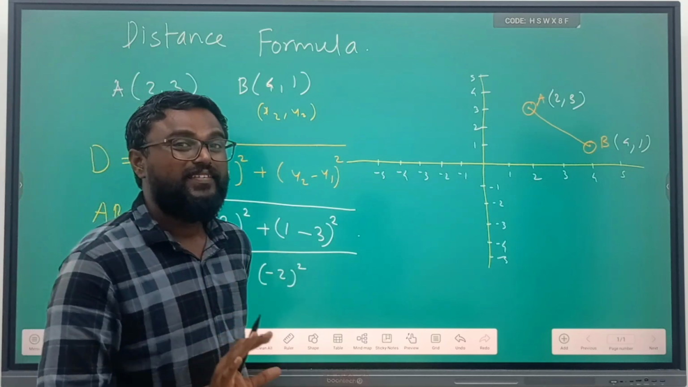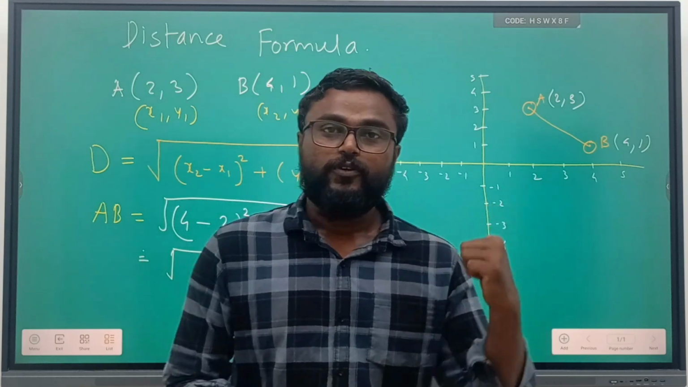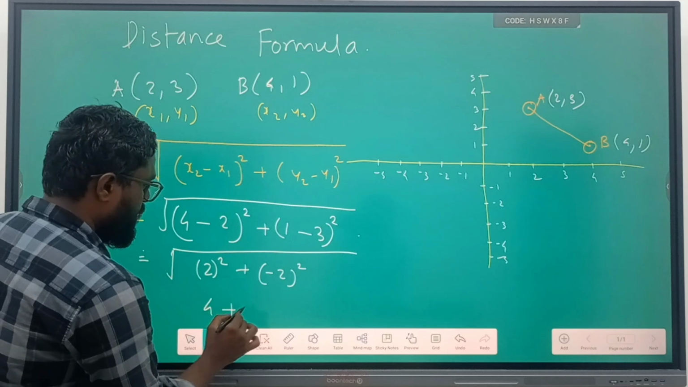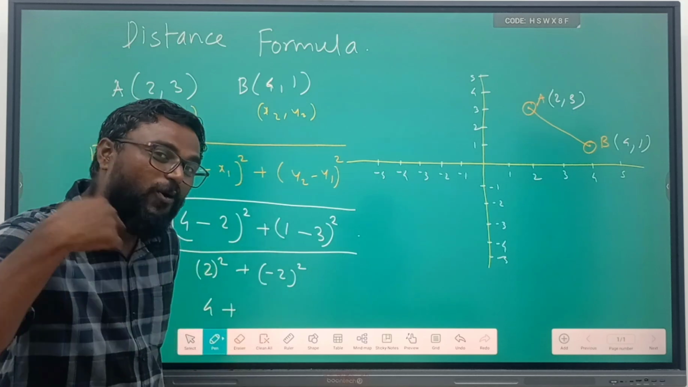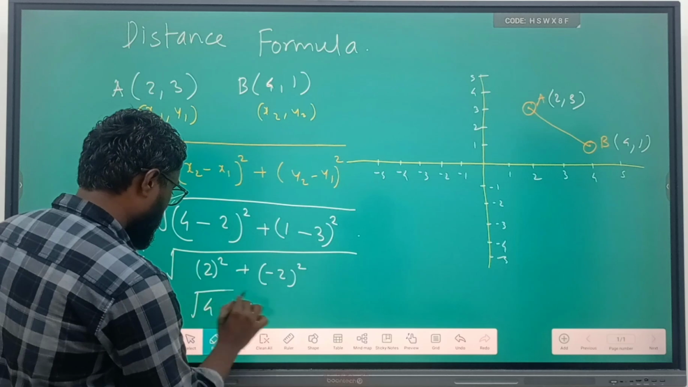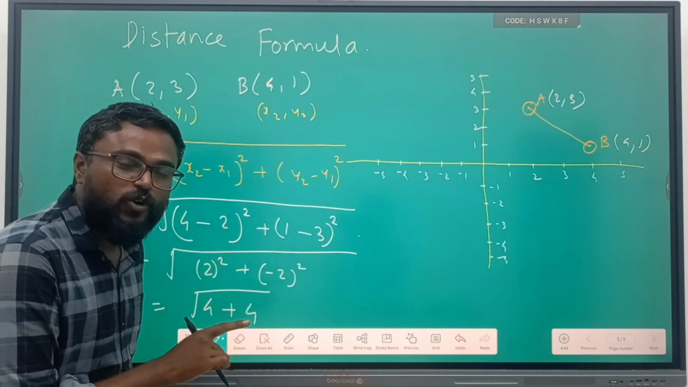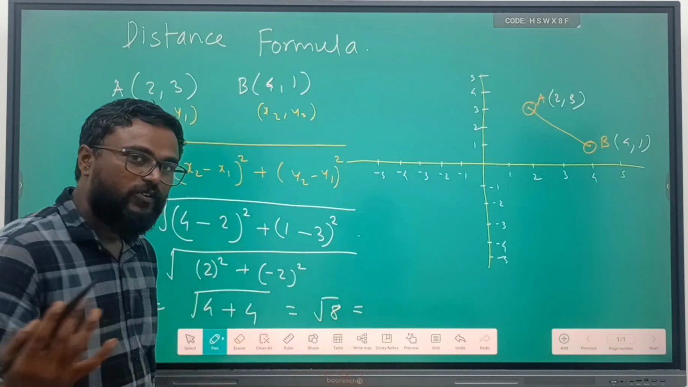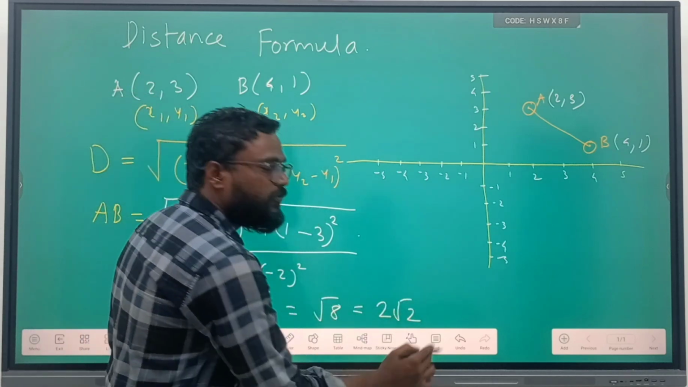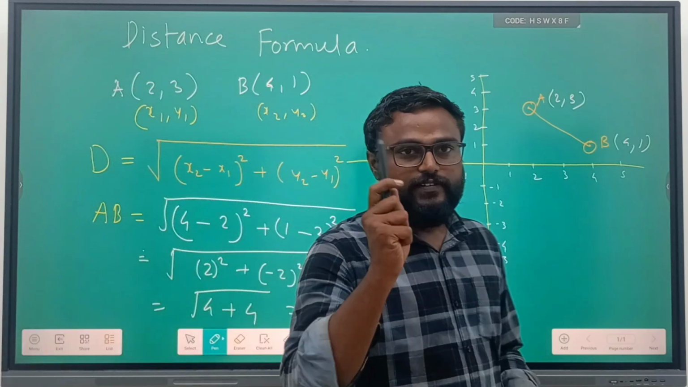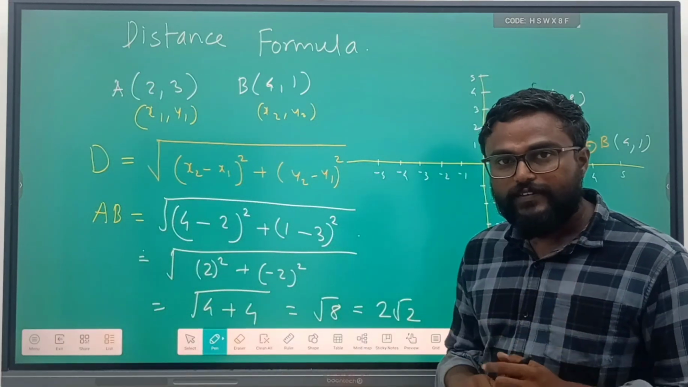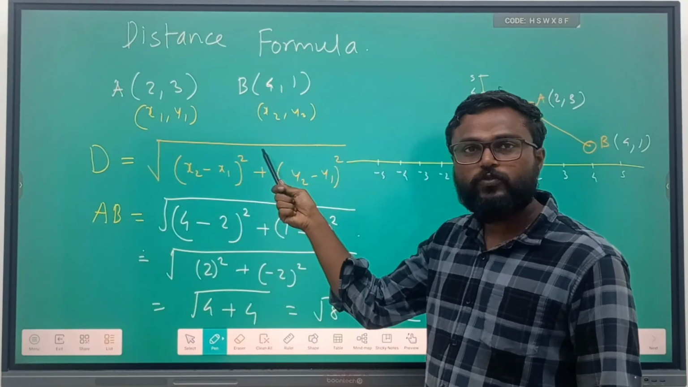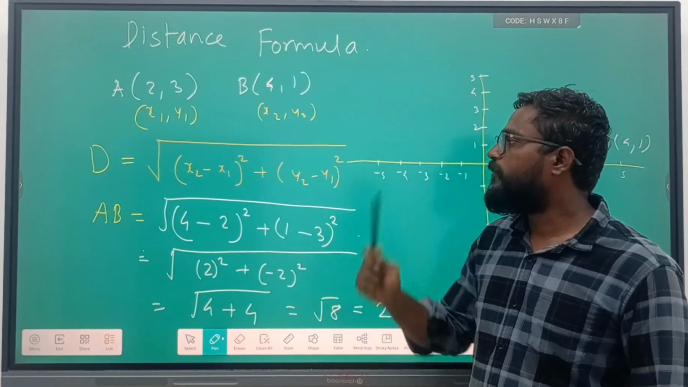After parenthesis comes exponent. So I'm going to solve for the exponents. The square of 2 is 4. The square of negative 2 is also 4. So what do we have? Root of 4 plus 4 is root of 8, which can also be written as 2 root 2. So what did we understand, guys? The distance formula is the square root of x2 minus x1 whole square plus y2 minus y1 whole square.